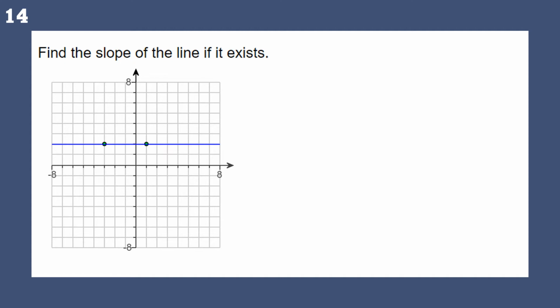Find the slope of the line if it exists. Okay, so imagine you're going skiing and I said, look at this hill we're going to ski down. It's very difficult, a 10 out of 10 in difficulty. And you'd say, no, it's not. This isn't very steep at all. The slope of this one is zero because this is just a flat line at y equals 2.